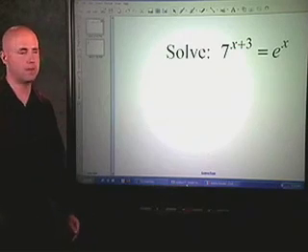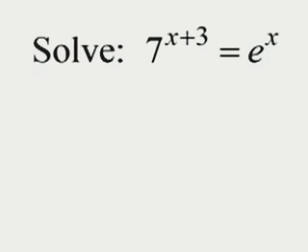Now that we've solved this exponential equation algebraically, let's move to our Smartboard interactive whiteboard and solve it using a graphing utility. We want to solve 7 to the x plus 3 equals e to the x. We're going to do that by putting the left side of the equation in y1 and the right side in y2, graphing and finding the intersection points.